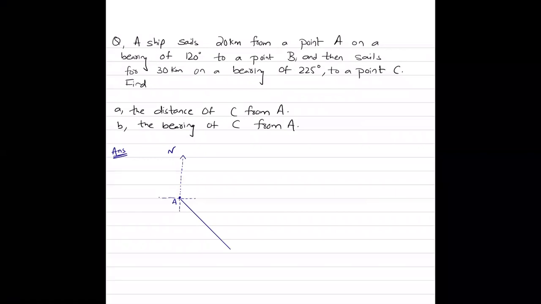So on this point, there is point B. And how far is it? It's 20 kilometers from point A. I'm going to mark point B, and that point B is 20 kilometers away from A. That's given in the question. All I know right now is that this bearing was 120 degrees. Is there any difficulty in marking point B? Let me know.